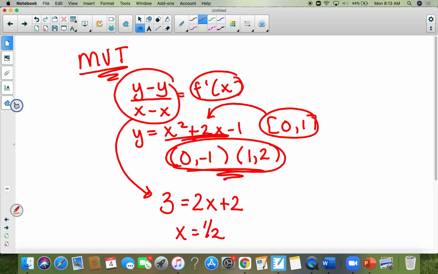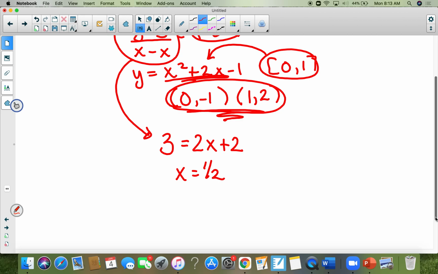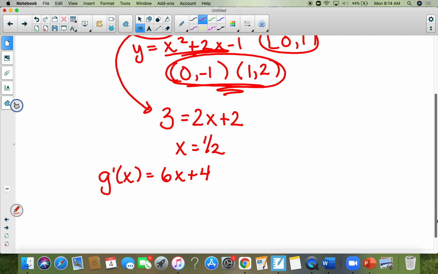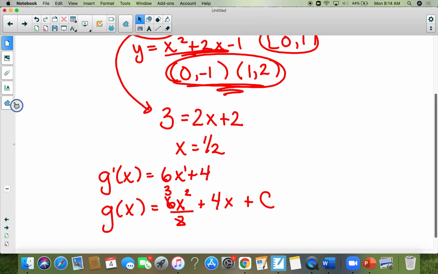And the last thing, and we are done. If you're given the derivative, how do you go backwards to the original? Instead of subtracting 1 from the power, you're going to add 1, so it's a 2, and you also divide by that power. 4 changes to 4x, and don't forget your plus c at the end, and this simplifies to a 3. So that's how you go backwards from a derivative to the original.